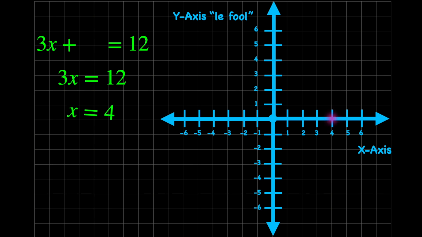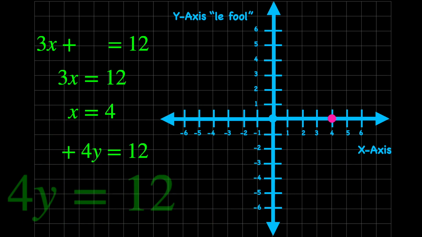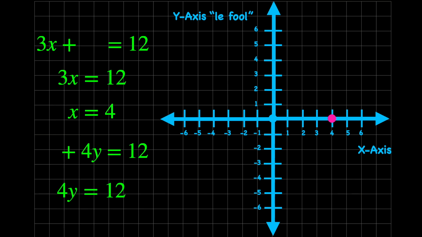We then draw a dot on 4 along the x-axis. Next, we cross out the 3x and solve 4y is equal to 12 and get the y-intercept. We divide both sides by 4 to get y is equal to 3 and draw a 3 on the vertical line. Lastly, just draw a line between those 2 points and then we're done with it.